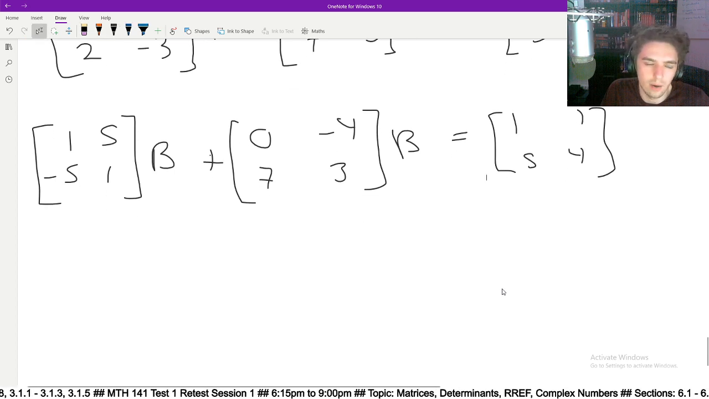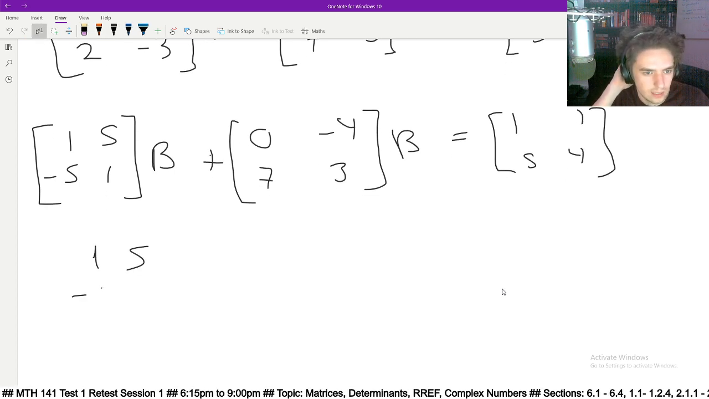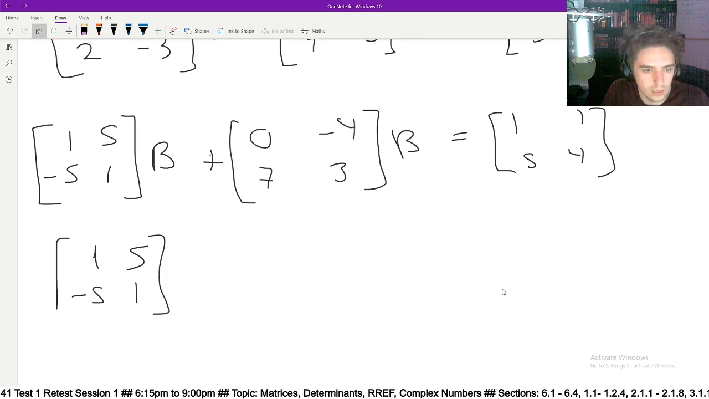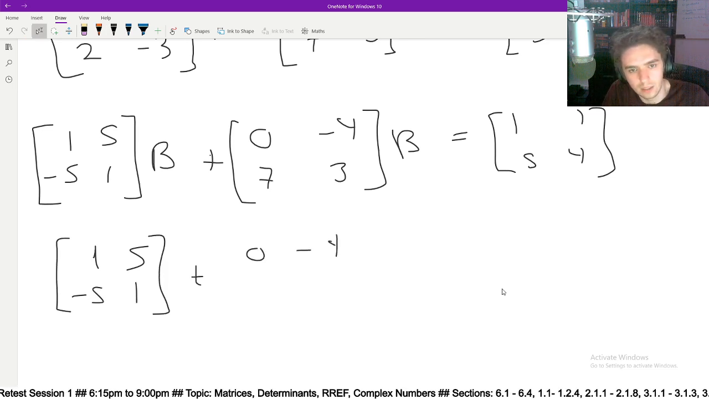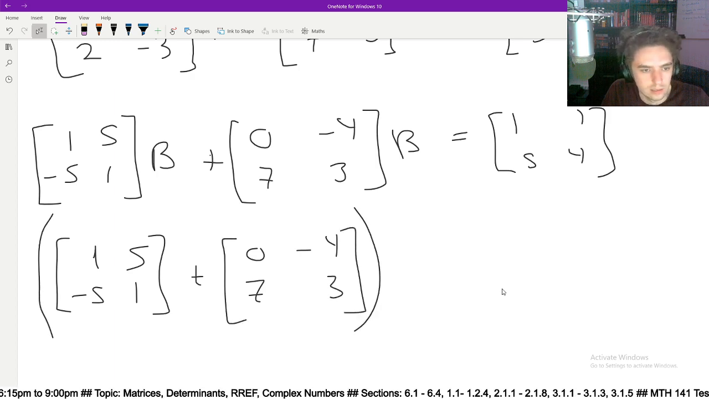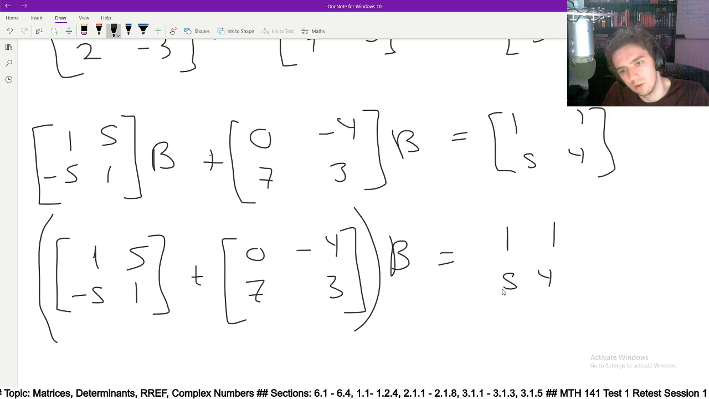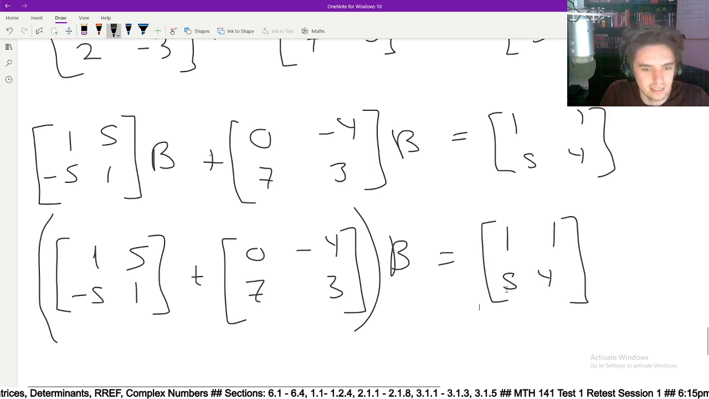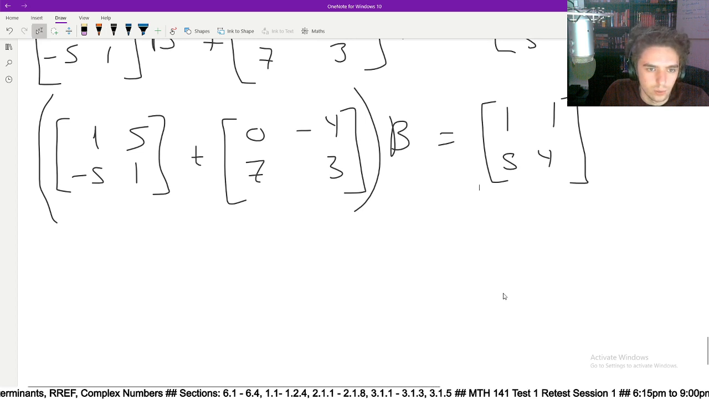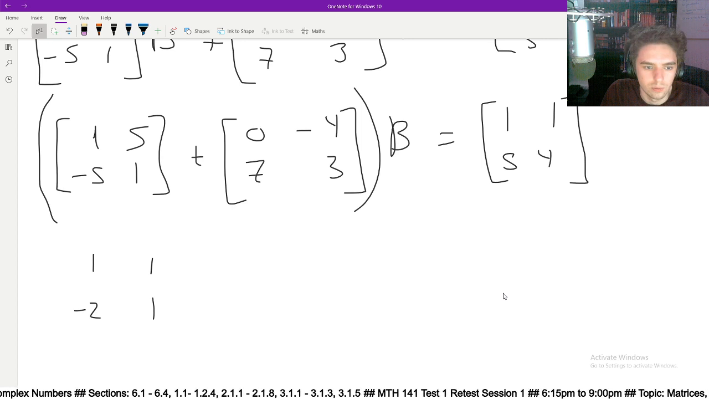Okay, and so now I can factor out B to the right. I think I have to distinctly do it to the right. So this will be [1, 5; -5, 1] plus [0, -4; 7, 3], all this times B to the right equals [1, 1; 5, 4]. And now I can just add the terms. So [1, 1; 1, -2, 4].